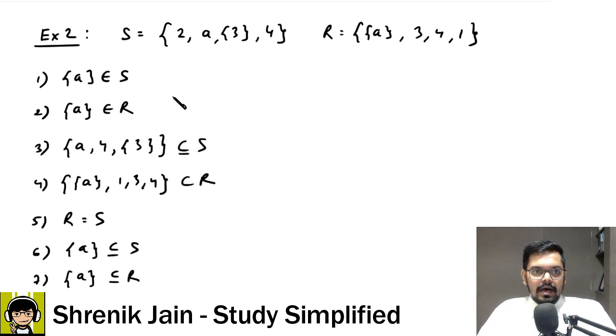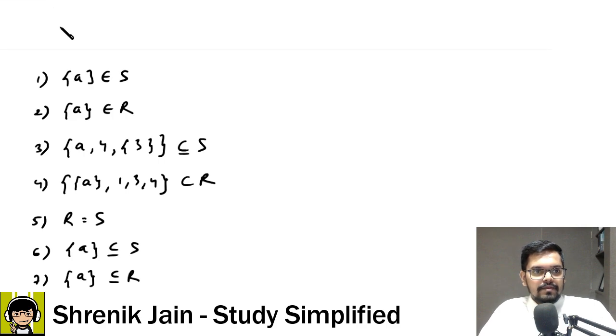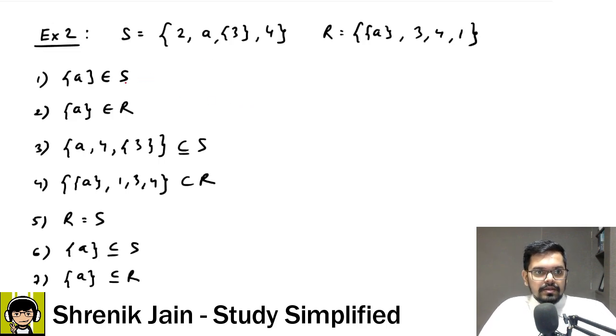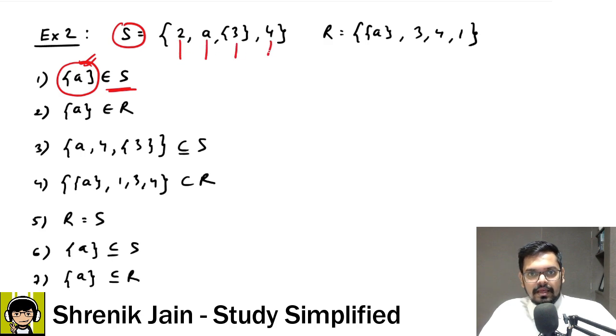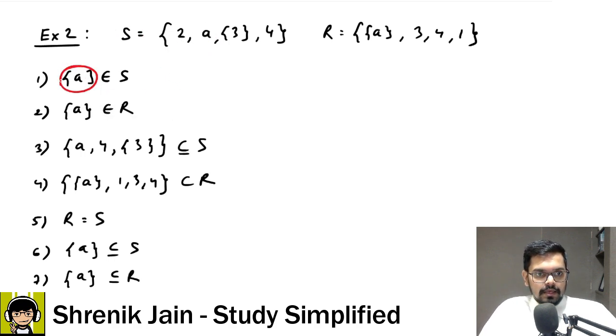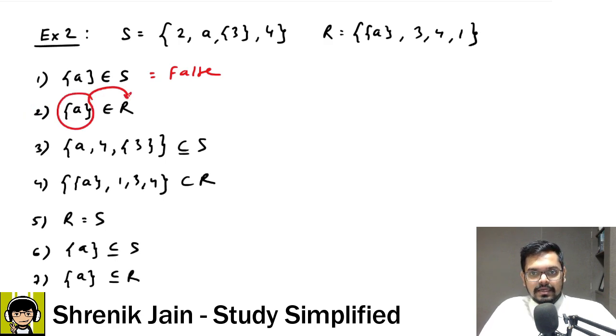If you understood this trick very minutely, then tell me the answers to example 2. We have two sets, S and R. You have to comment on whether these statements are true or false. Let us go step by step. Pause the video, try by yourself and then look at my solution. Okay, let us see the solution. The very first thing they are asking about is belongs to. Now, this is actually not an element, it is a set. No problem. So, does set A belong to S? First, we have S. The elements are 2, A, set {3}, and 4. So, set A is not there. Element A was there. Therefore, this is not in the set, therefore it is false. But if you see, this is present in R, correct?